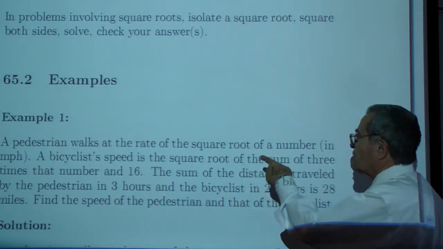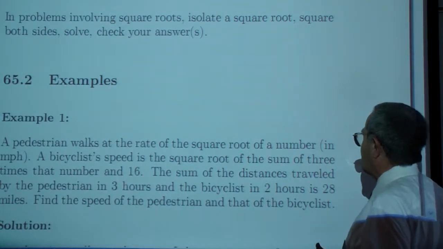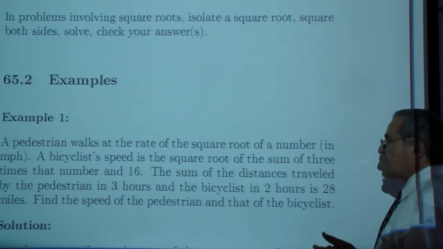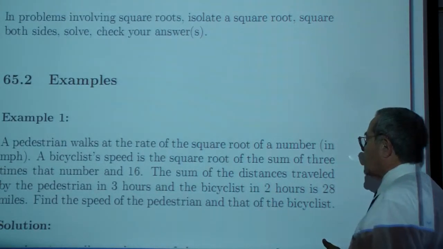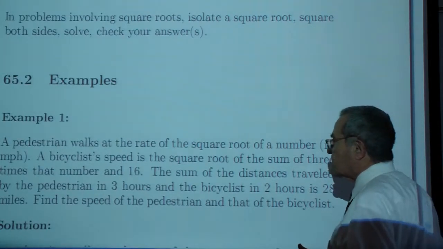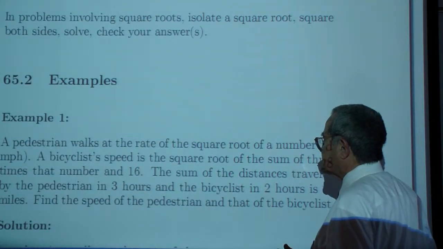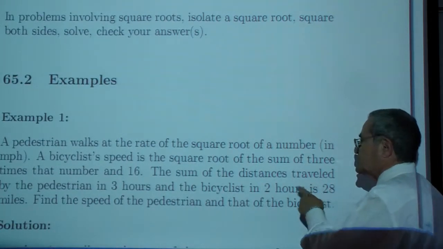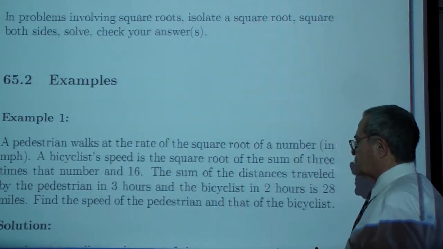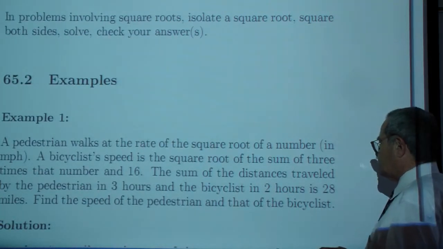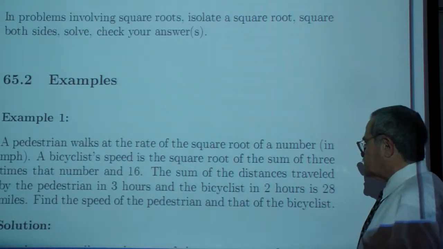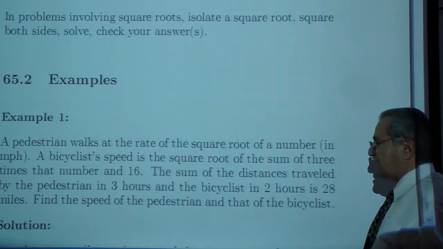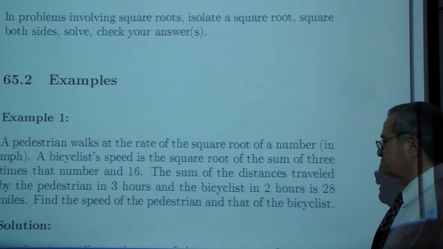A pedestrian walks at the rate of the square root of a number in miles per hour. A biker's speed is the square root of the sum of 3 times that number and 16. The sum of the distance traveled by the pedestrian in 3 hours and the bicyclist in 2 hours is 28 miles. Find the speed of the pedestrian and that of the bicyclist.